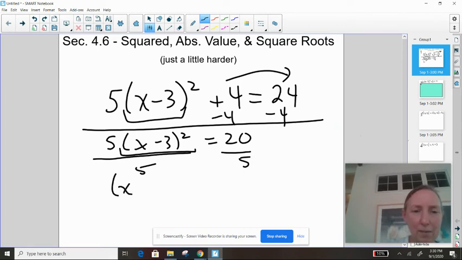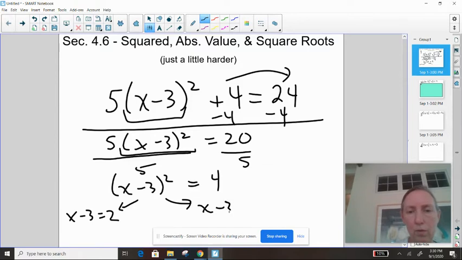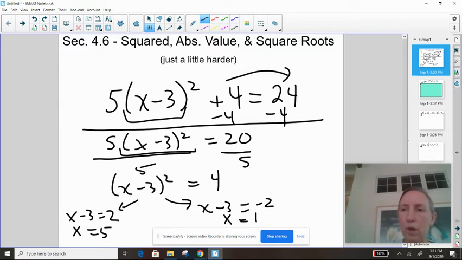So I get x minus 3 squared is 4. And then I have my two equations. Either x minus 3 is 2 or it's negative 2. And I get my two solutions of 5 or 1. So now you guys go ahead and you try this next question.